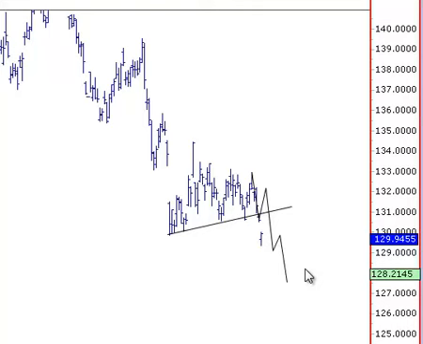So anyway, that's that. We'll just continue to be cautiously short within our book.